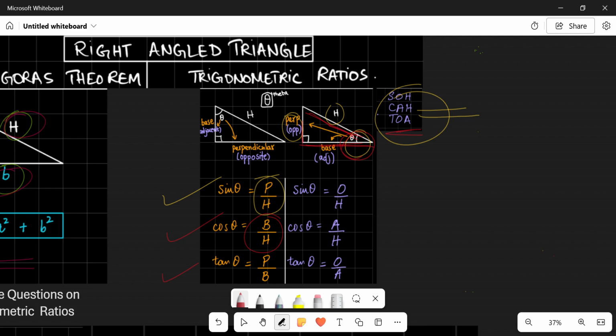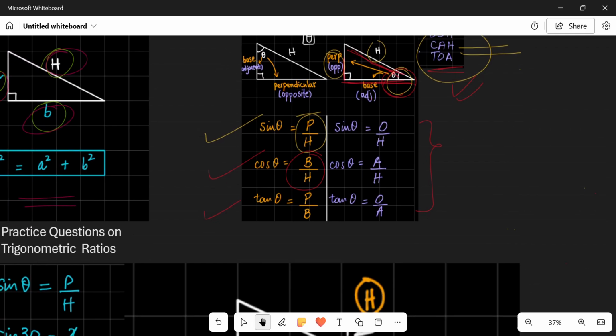So you need to learn the formulas of sine, cos, and tangent theta, but this mnemonic will help you out. So learn this mnemonic. Let's try a few questions related to the trigonometric ratios.